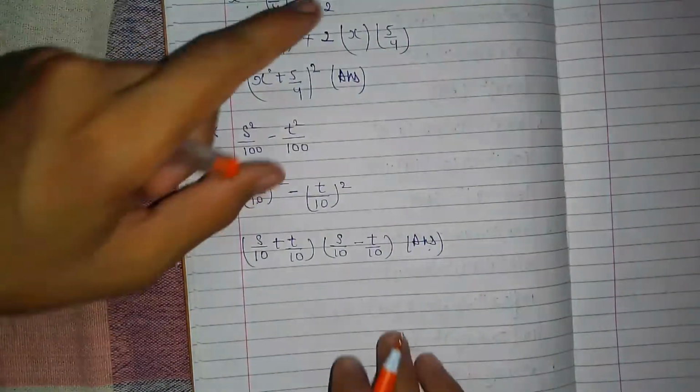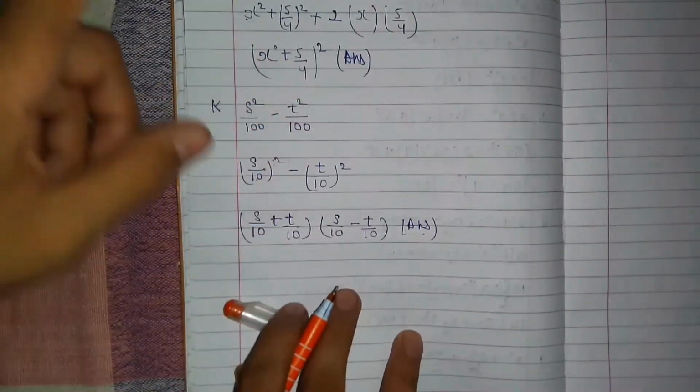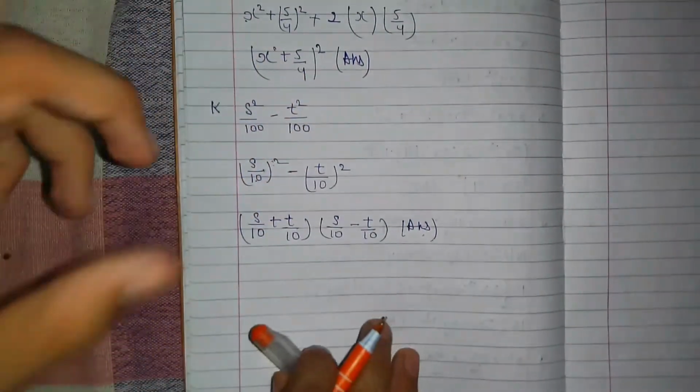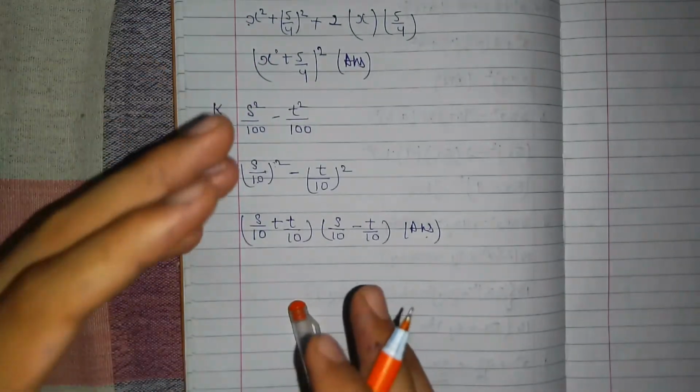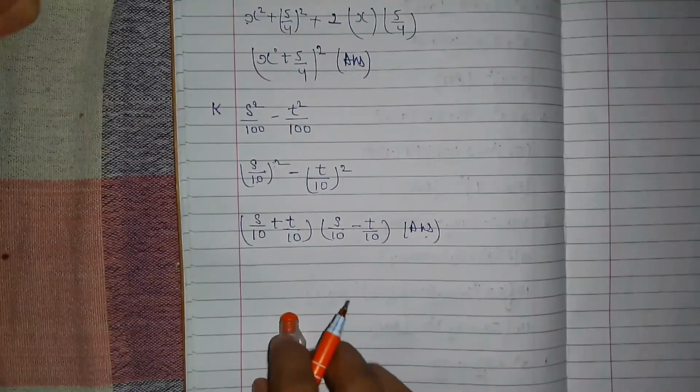We have discussed questions on the identities a plus b whole square, a minus b whole square, and a square minus b square. So with that I am going to end today's video, and I hope you liked it.